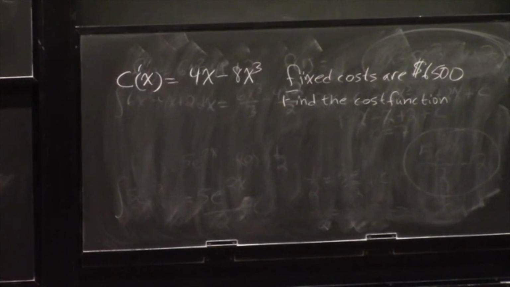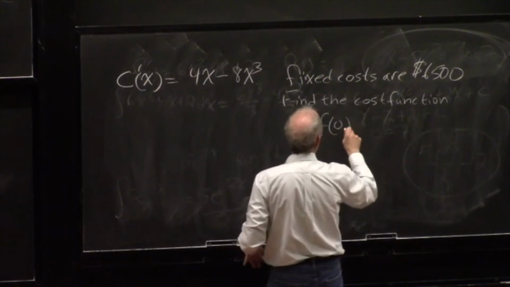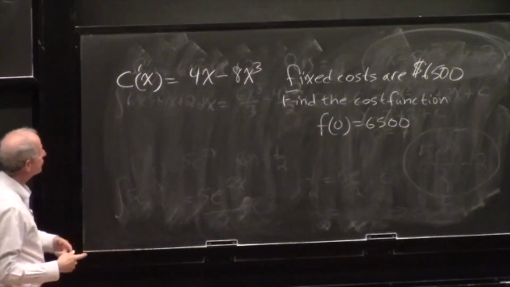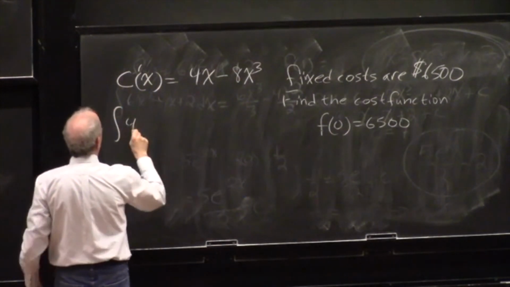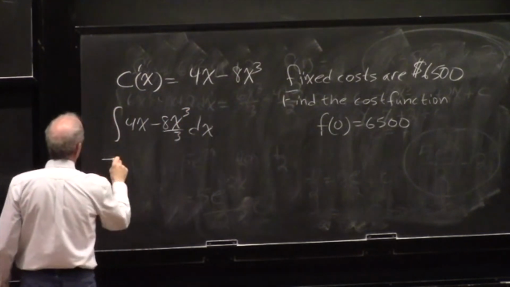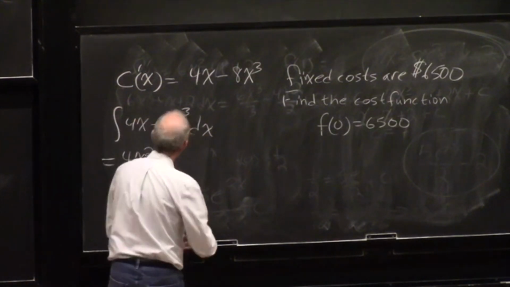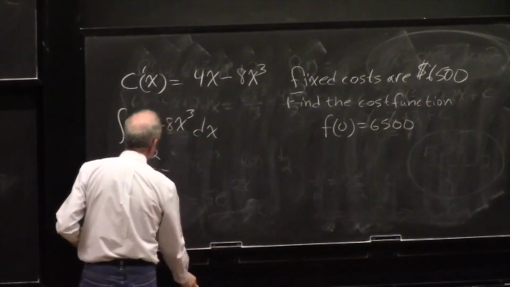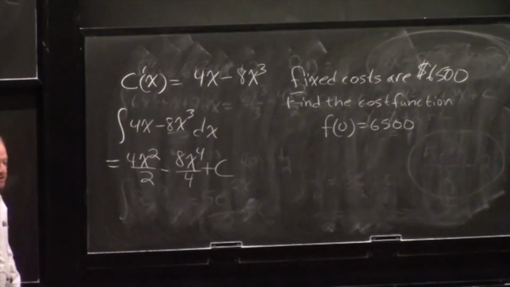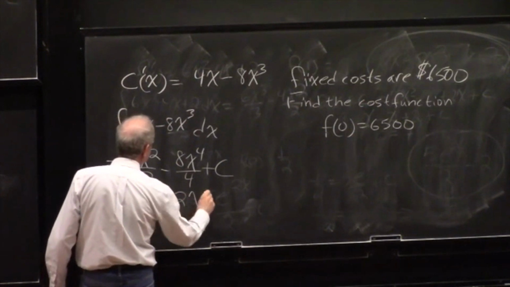All right, so fixed costs are $6,500. As I said, that's the cost if you've done nothing. You just get it going. If you've sold no items. If you manufactured no items. So you do the integral of 4x minus 8x cubed dx, which is 4x squared over 2 minus 8x to the 4th over 4 plus a constant, which can be reduced to 2x squared minus 2x to the 4th.